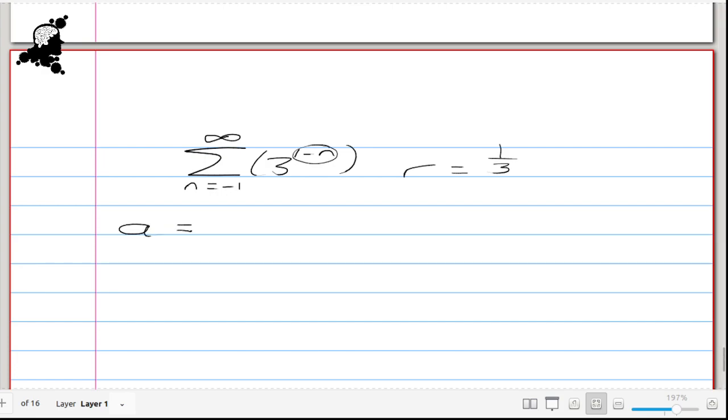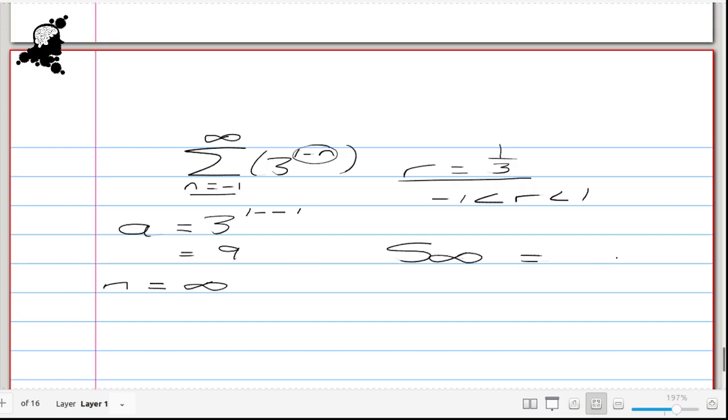To get the value of a, I have to substitute the value of n below the sigma sign into the expression. So that's 3 to the power 1 minus minus 1, which is 3 to the power 2, that's 9. The number of terms, well, you could say infinity minus minus 1 plus 1, but because we've got infinity at the top, the number of terms is automatically just going to be infinity. We're calculating the sum to infinity. Does the sum to infinity exist? Let's take note of something. The value of r is actually between negative 1 and 1. The series is convergent, therefore the sum to infinity does exist.